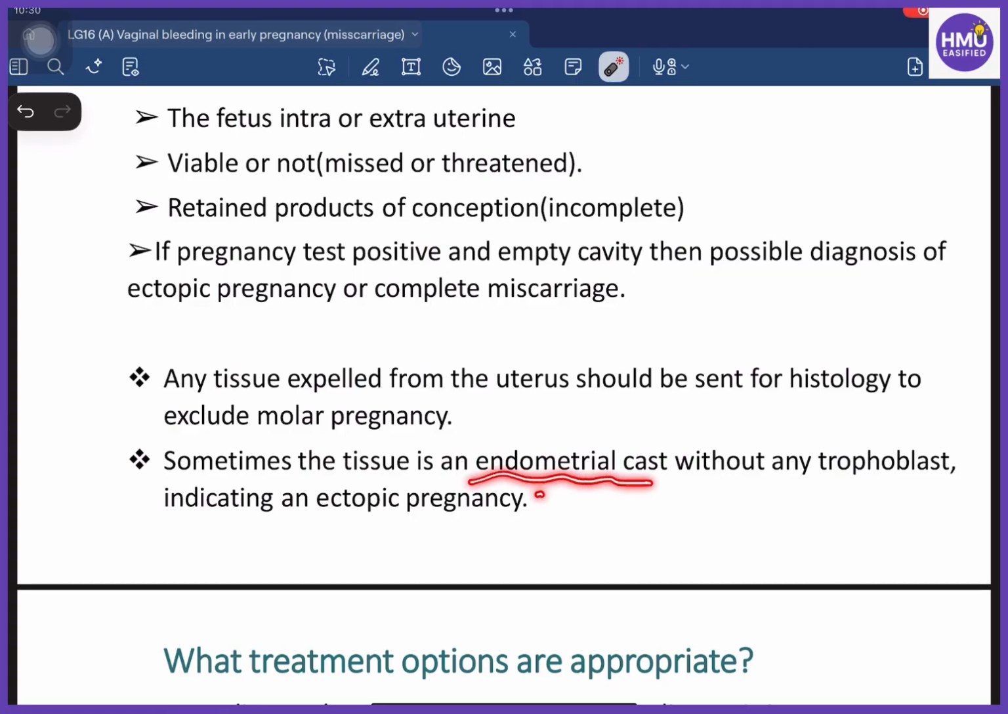An endometrial cast is the shedding of the uterus lining, the shedding of the entire uterus lining. There's a lot of reasons why this could happen, because of hormonal imbalance. There will be a passage of a very large clot, a piece of tissue. It's the uterus lining.